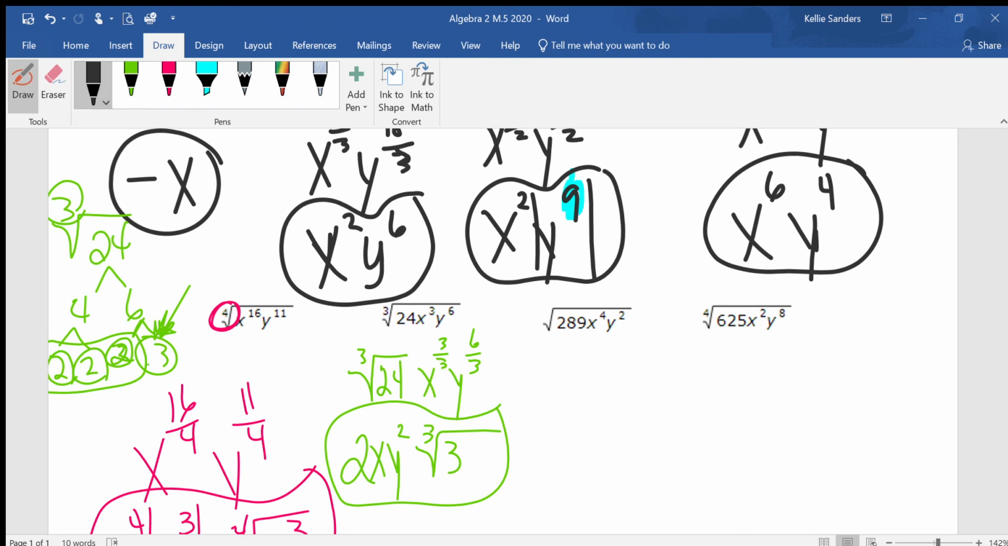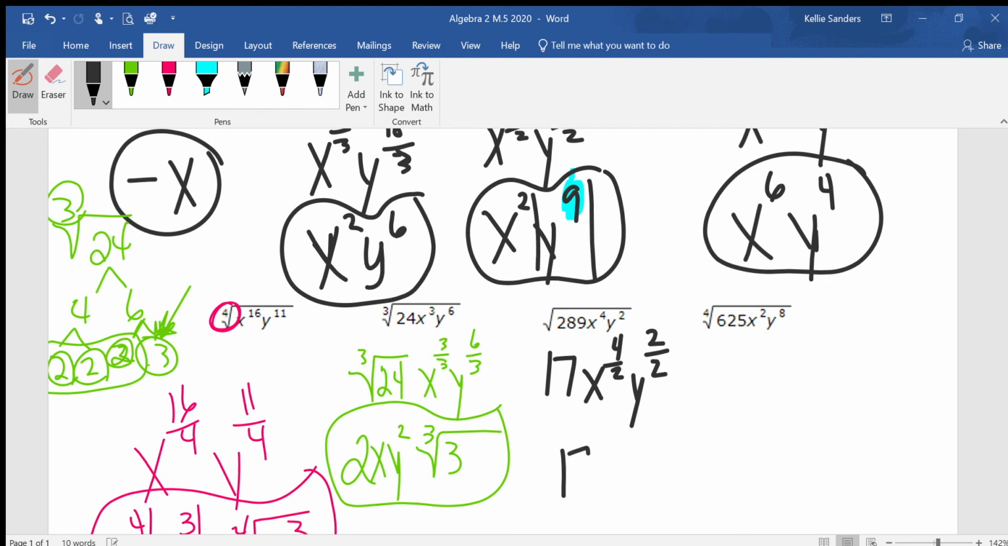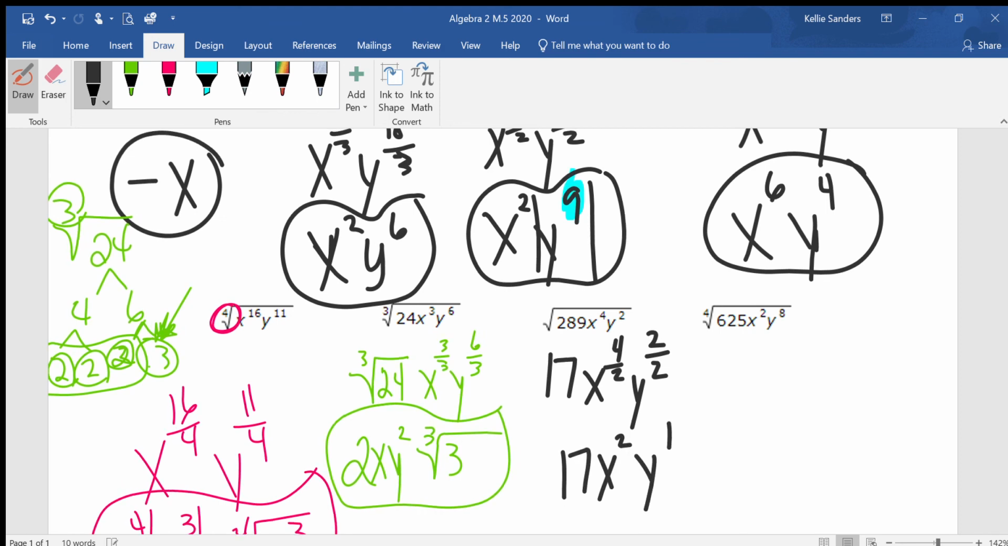Square root of 289 is 17. X to the 4 over 2. Y to the 2 over 2. 4 over 2 is 2. 2 over 2 is 1. Since it's 1, it's going to be an absolute value because that was even.